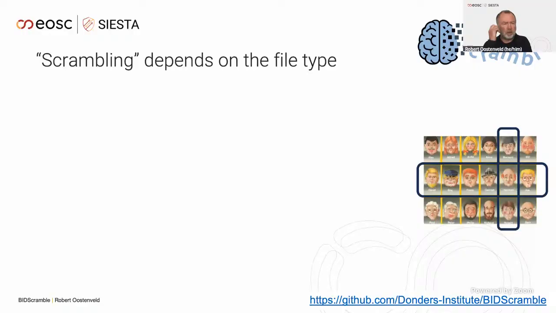The scrambling depends on the file type. As you can imagine, the type of scrambling that would be necessary for one characteristic of the participants, for example the sex or the gender, would be different than the scrambling that would be required for imaging data.